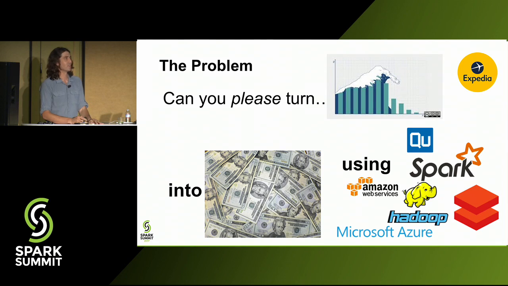And so you've been asked, if I can reframe the problem, can you please turn all of this massive amount of data into some cash, using some buzzwords, some big data things here, especially Spark, which is, I guess, the reason why we're all here today.